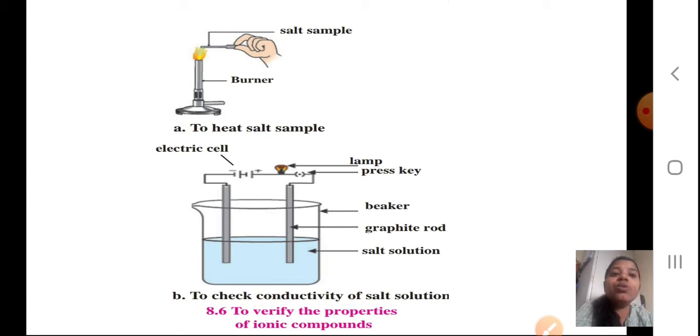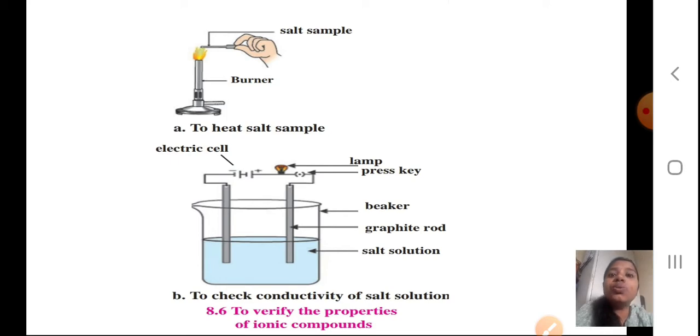Okay. Same way, to check conductivity of the salt solution, I will take sodium chloride only. First I will put it in the beaker. You can see salt solution is written. Graphite rods I am using as my electrodes. One will be the positive electrode, one will be the negative electrode.